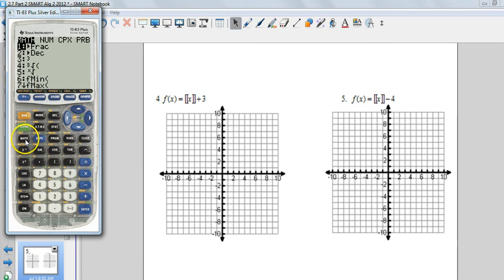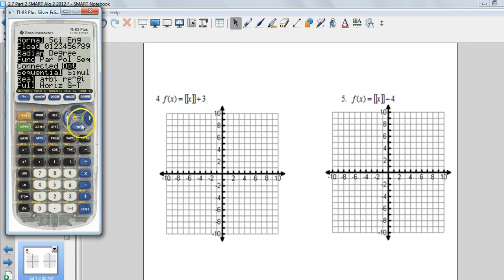If you lost it like I just did, remember you go to math, over to number, down to the integer, which is number 5, minus 4. Make sure you do a subtraction, not a negative symbol. Now I have to go and switch my mode because it needs to be toggled. Okay, back to dot, and now I have it correct.